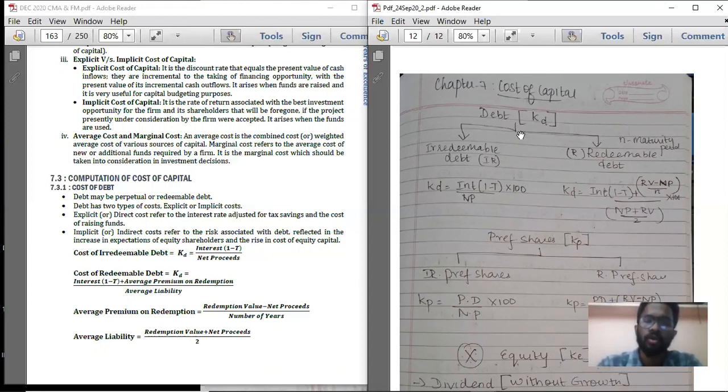Now divide the debt into two. Draw a flow chart, with a left hand side arrow mark and a right hand side arrow mark. On the left hand side record irredeemable debt within bracket IR. On the right hand side record redeemable debt within bracket R.